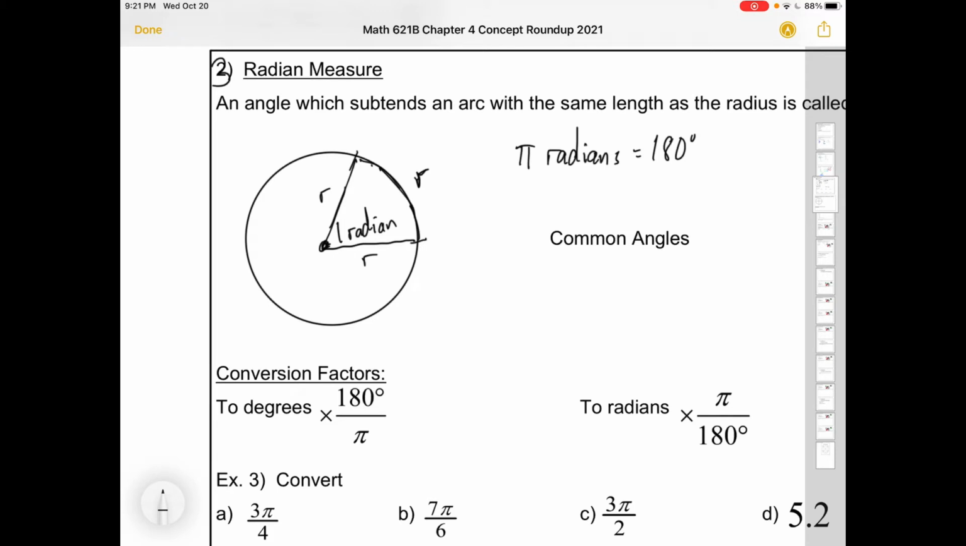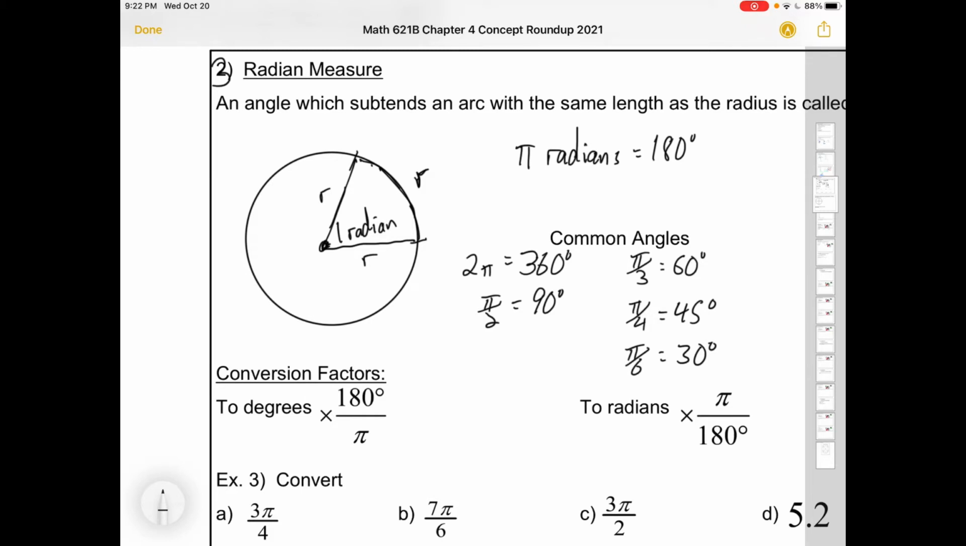Now, we consider radians to be the natural angle measurement system. If you see a degree sign, we're in degrees. At this point, if you see no unit, then assume that we are in radians. Some common angles that you'll run into: 2 pi, which is 360 degrees. You'll run into half of pi, or pi over 2, that'll be half of 180, or 90. 1/3 of pi, so 1/3 of 180 is 60. Pi over 4 would be 180 divided by 4, so 45. And lastly, pi over 6 is going to be 180 divided by 6, or 30 degrees. These are our common angles.